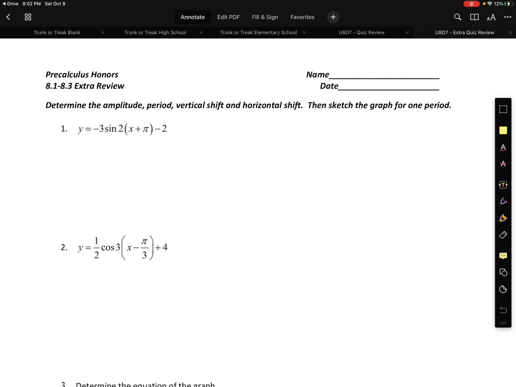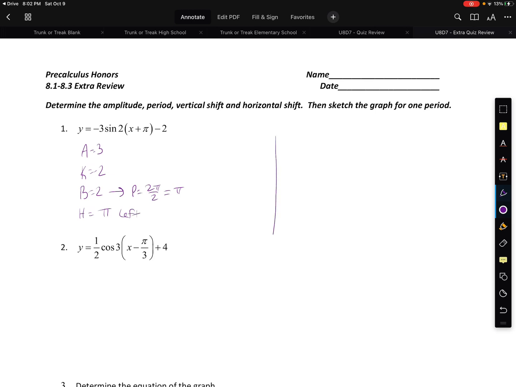I'm going to jump around this packet, a lot of similar problems for this one. Alright, so problem 1: A equals 3, K equals -2, B equals 2, which means our period, 2 pi divided by 2, is pi. And H is pi units left.